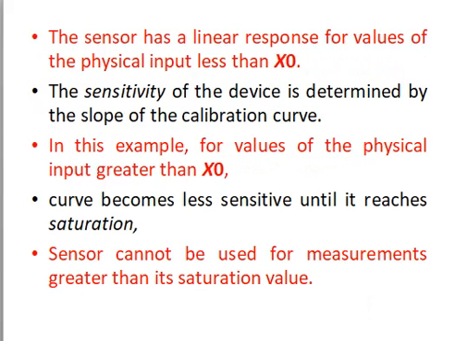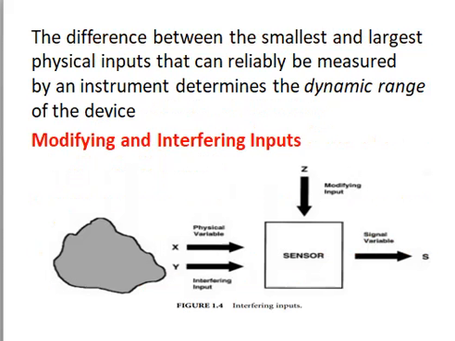Now, all this I have already explained. I said the sensor has a linear relationship with the values of the physical input, which is given by x naught, and the sensitivity, we define it by measuring the slope, that is ds over dx. I have already explained this one. And if you look at this, our physical input is our x naught, and when the curve becomes less sensitive, it reaches what we call the point of saturation. And the moment you reach that point, your device cannot measure anything, because despite the fact that the input is changing, the output will remain somehow constant.